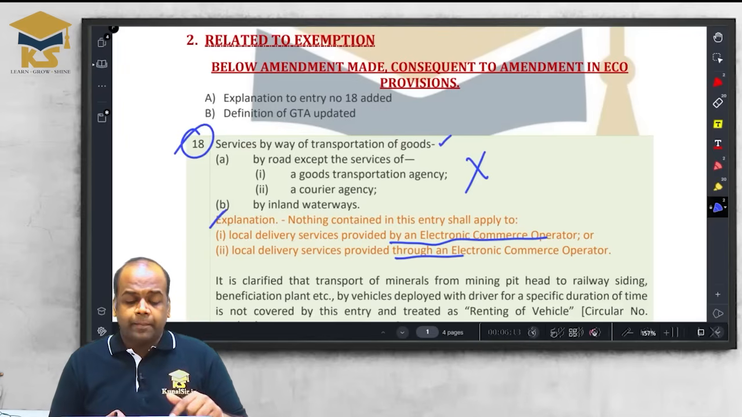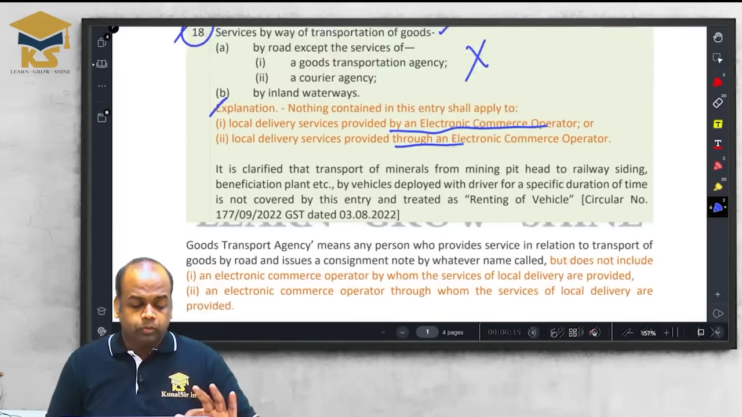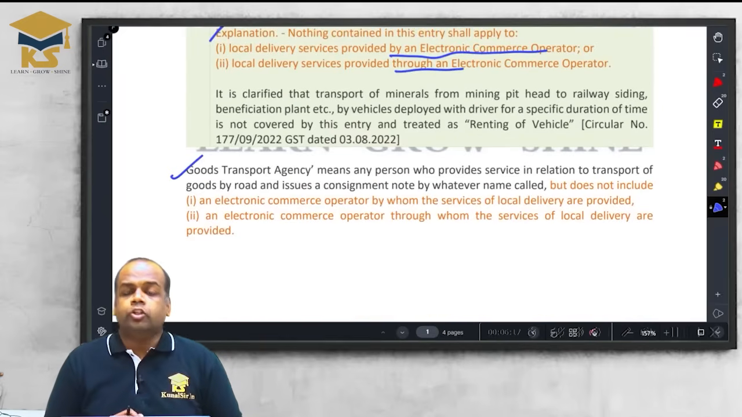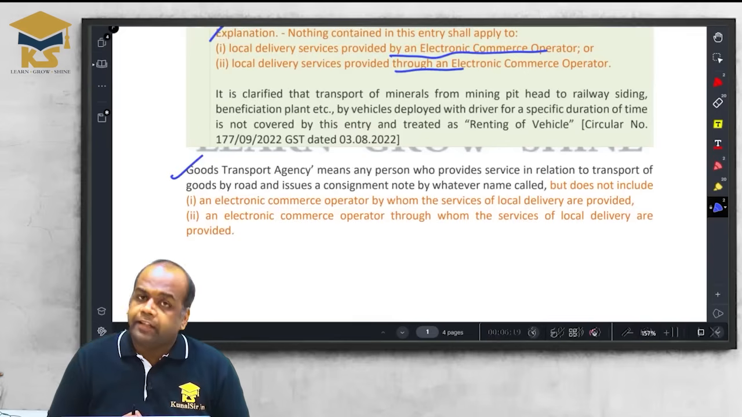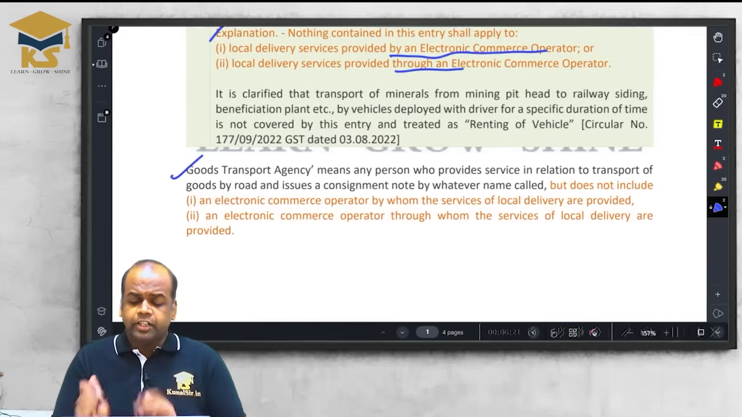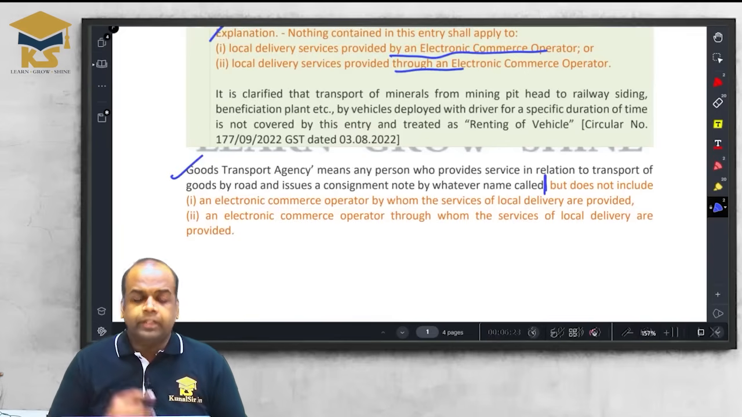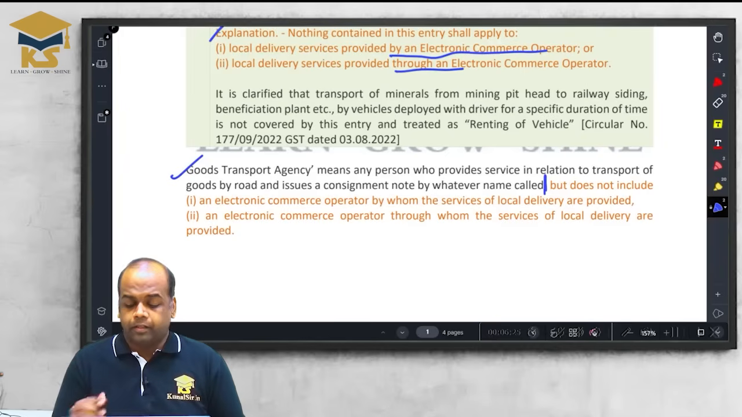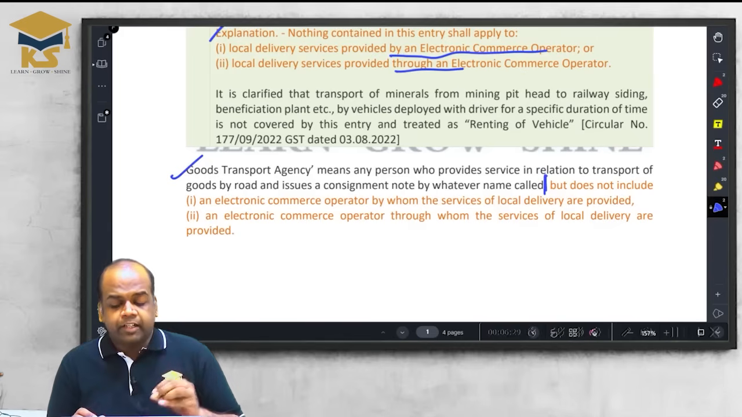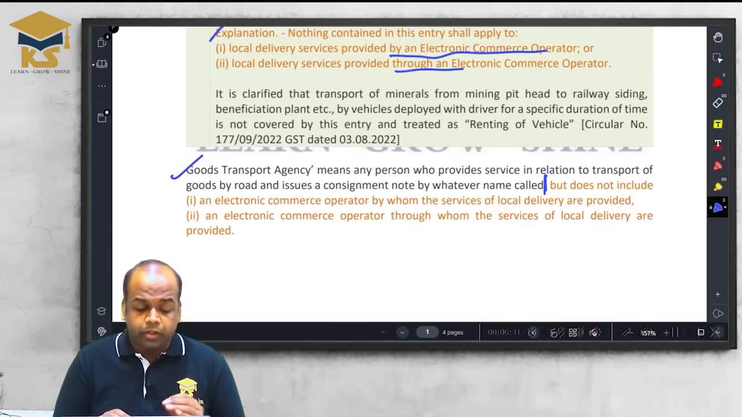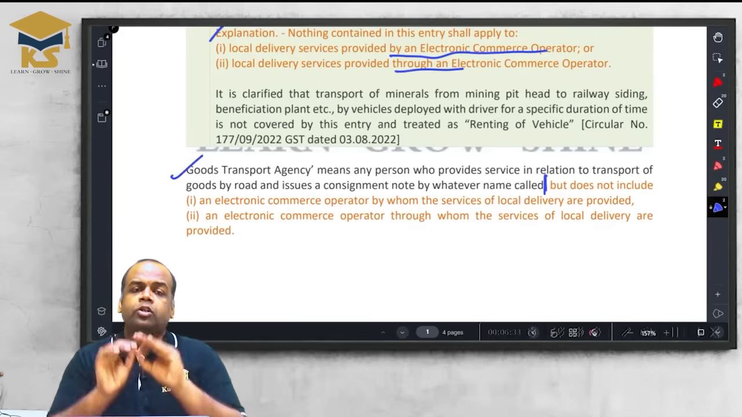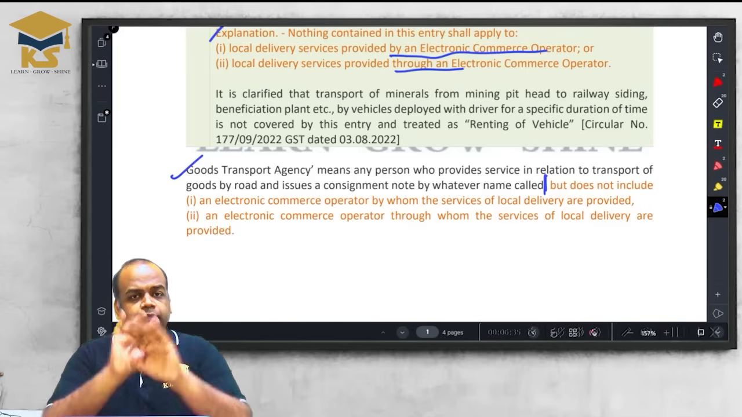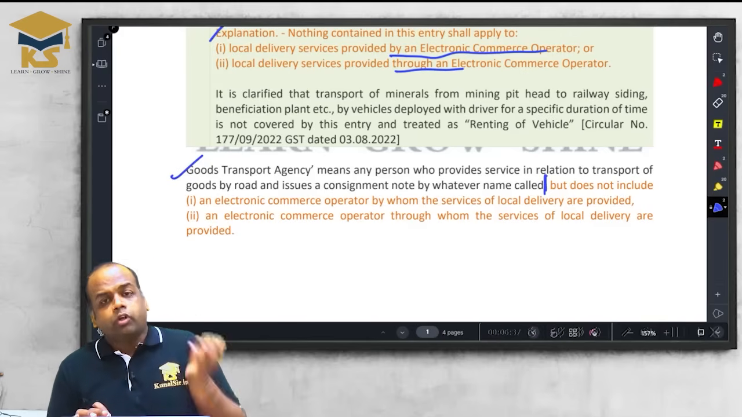And the second amendment, again related to ECO, is the definition of goods transport agency. Till January, we had the definition only till this point. GTA means a person who provides services in relation to transport of goods by road and issues a consignment note by whatever name called. This was the definition. But now what have they added?